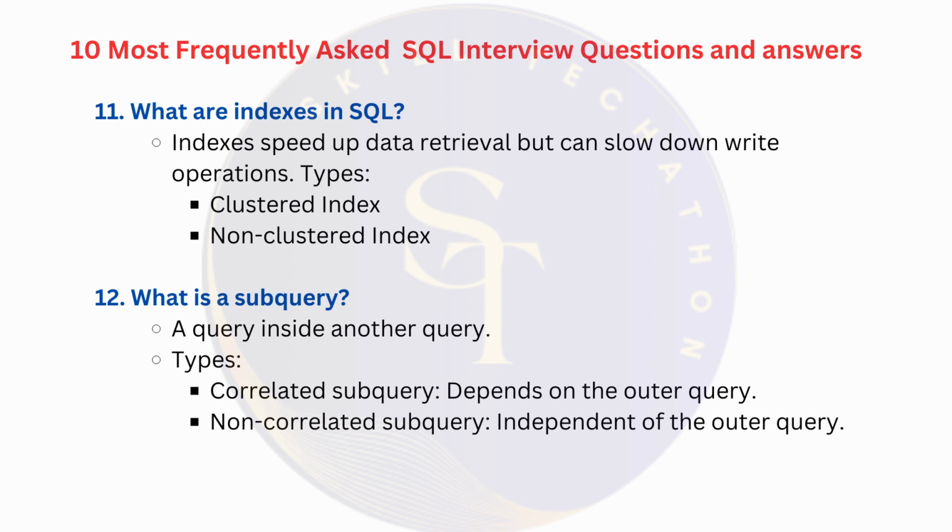Indexes in SQL are data structures that improve the speed of data retrieval operations on a table by creating a quick lookup for specified columns. There are two types of SQL indexes, clustered index and non-clustered index. A clustered index sorts and stores data rows in the table based on the index key. Each table can have only one, whereas a non-clustered index stores pointers to the actual data, allowing multiple keys per table.